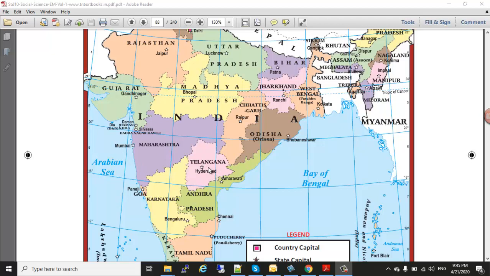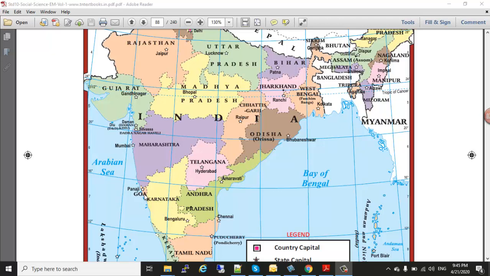Recently it was divided into Telangana and Andhra Pradesh. Telangana, see children, you are not going to see any coastal line. Only in Andhra Pradesh is a coastal line seen. So this is the demarcation of Andhra Pradesh. You can see Andhra Pradesh, Amaravati, and Telangana, Hyderabad are the respective states.